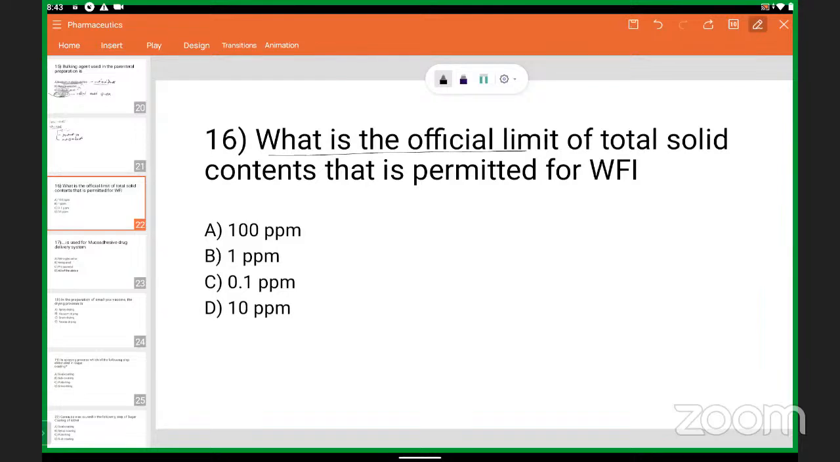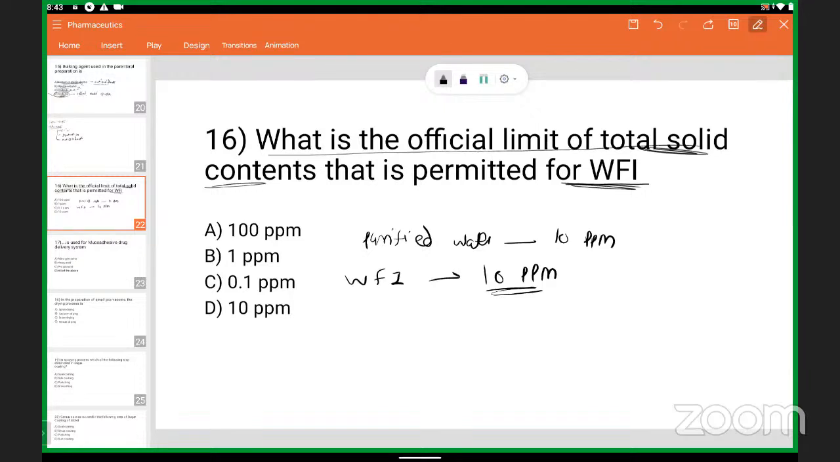What is the official limit for the total solid content? The total solid content is asked from the WFI, that is water for injection. Okay, so if you see the official limit for the total solid content, if it is purified water, the limit of the total solid content is 10 ppm. If you consider WFI, water for injection, the limit is also 10 ppm. If you consider sterile water for injection, the limit is slightly different.